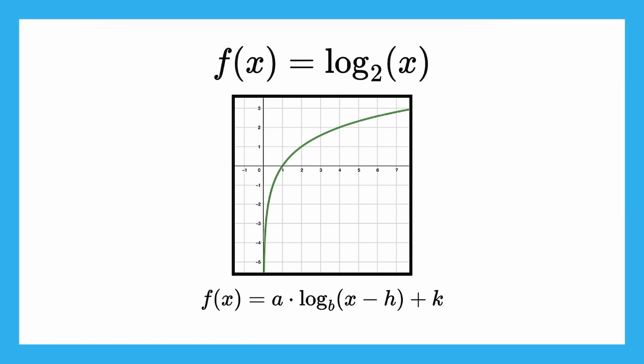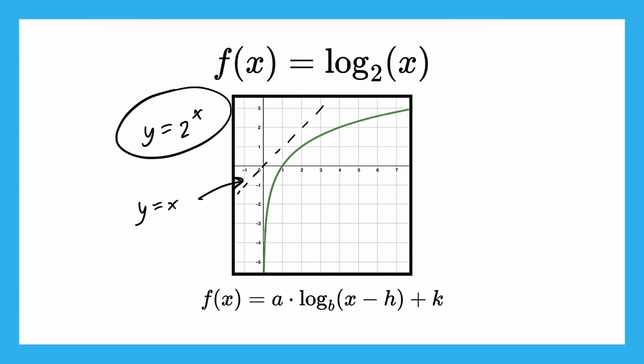Now, something that's very interesting is if you were to reflect this graph over this diagonal line, which is y equals x, what do you think we would get on the other side of that diagonal line? On the other side, you would actually get the graph y equals 2 to the power of x, which we just recently saw in a previous video.